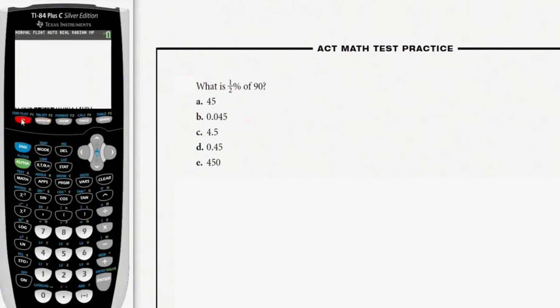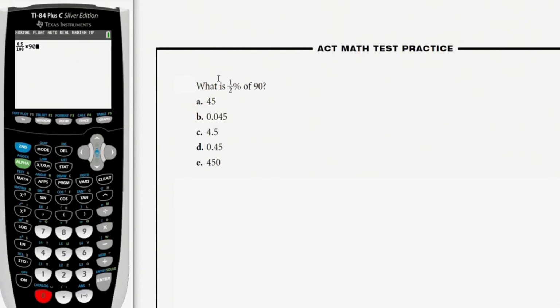So this is fraction, then press 1. Alright, so 1 over 2 is the same thing as 0.5. So for you not to make unnecessary mistakes, just replace 1 over 2 with 0.5 here on the calculator. So we have 0.5 over 100 times 90. So this is how you can represent this on the calculator easily and get the correct output.